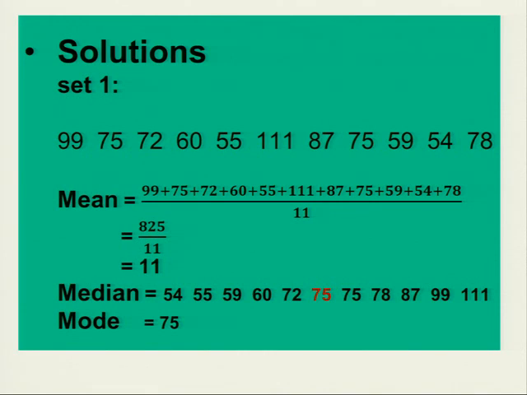And then let's also look at the mode. We said the mode is the number that appears most frequently, or the value that appears most frequently. If you look at our data set, the only number that appears more than any other numbers is 75. So that means for this set of data, our mode is 75. The mean is 11, the median is 75, and the mode is 75 as well. That is for set 1.